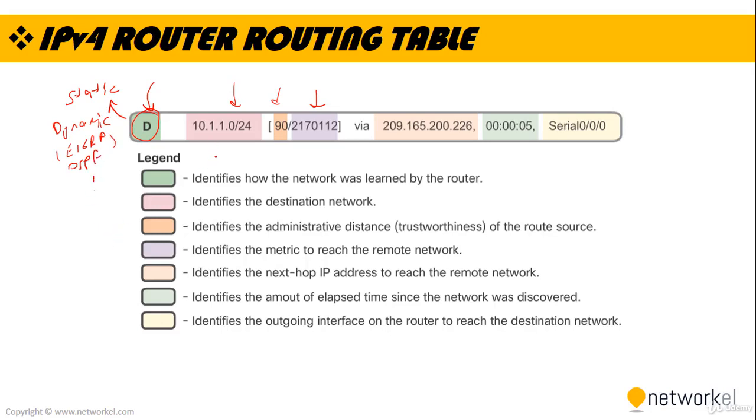OSPF, or something like that. The second field identifies the destination network. Then this field identifies the administrative distance, which is the trustworthiness of the route source. Then this field identifies the metric to reach the remote network. And this field identifies the next hop IP address to reach the remote network. And this field identifies the amount of elapsed time since the network was discovered, and here identifies the outgoing interface on the router to reach the destination network.